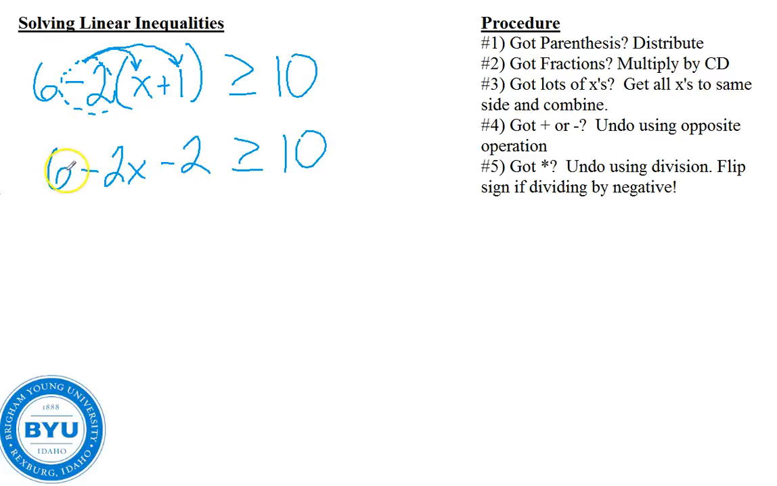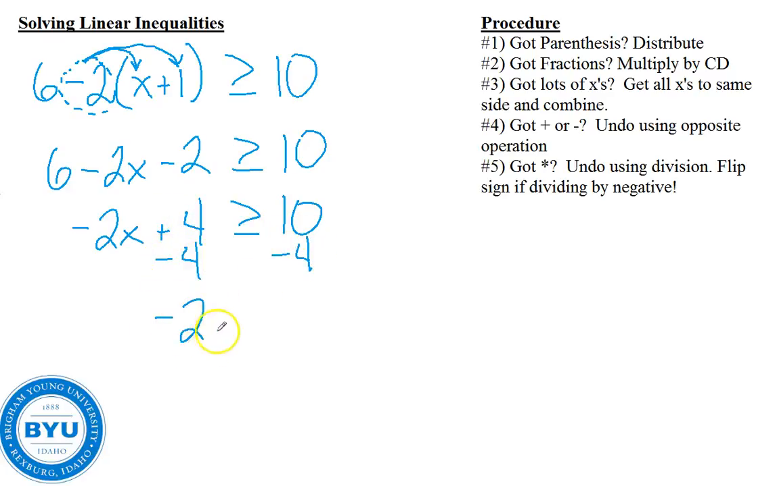Okay, cool. Can I simplify? 6 minus 2 is 4. So I've got negative 2x plus 4 is greater than or equal to 10. Let's go to the next step. Got fractions? Nope. Got lots of x's? Nope. Do I got addition or subtraction? Ooh, I do. I've got a plus 4 here. So I'm going to minus 4 to both sides. Minus 4, minus 4. I get negative 2x is greater than or equal to 6.